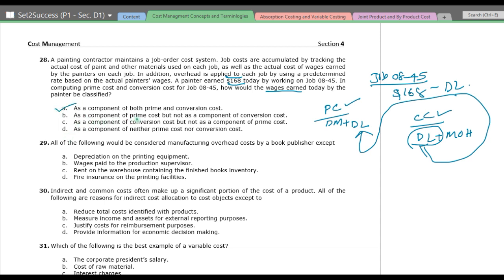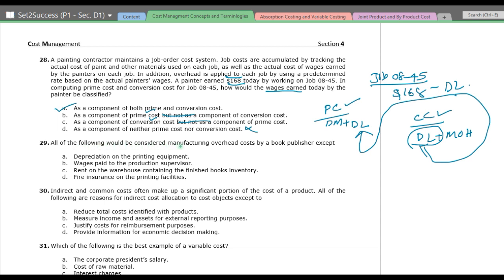As a component of prime cost, yes, but not a component of conversion cost? No, it's a component of conversion cost. Direct labor is a component of conversion cost. As a component of conversion cost, yes, but not a component of prime cost? No, it's a component of prime cost as well. It's a component of neither? No, this is an incorrect option.